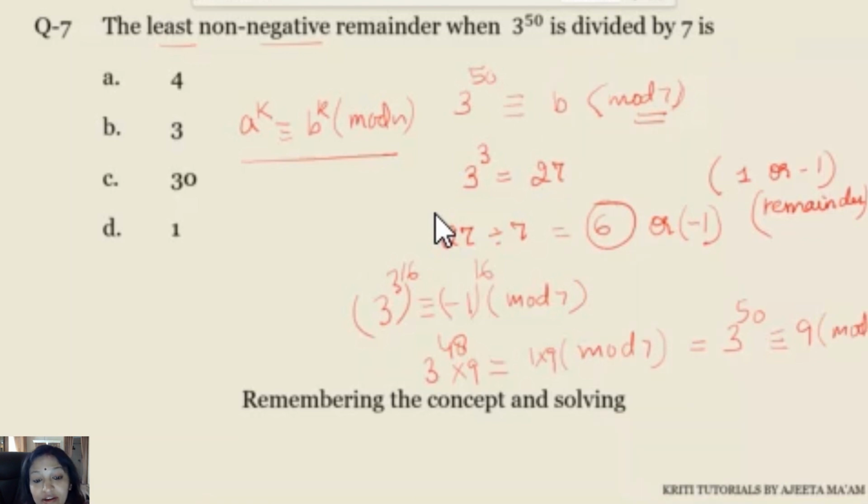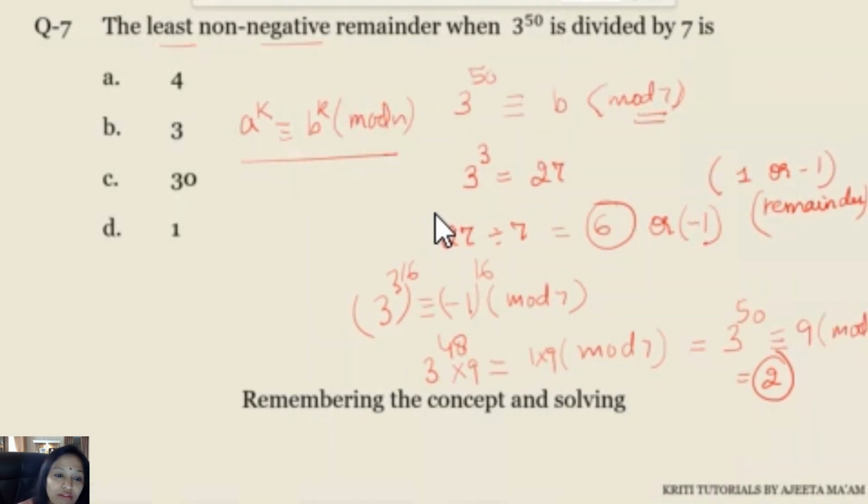Now 9 is again greater than 7. We need the least non-negative remainder, and the remainder cannot be greater than 7. So what is the remainder if we divide 9 by 7? The remainder will be 2. So what's your final answer? Your final answer will come out to be 2, right?